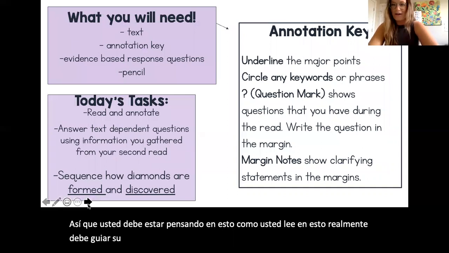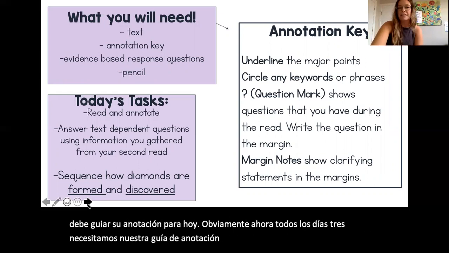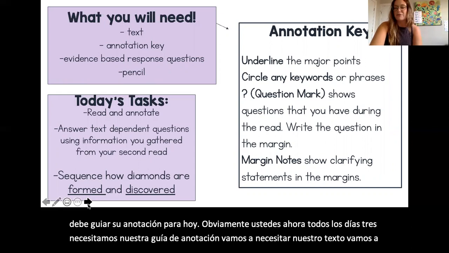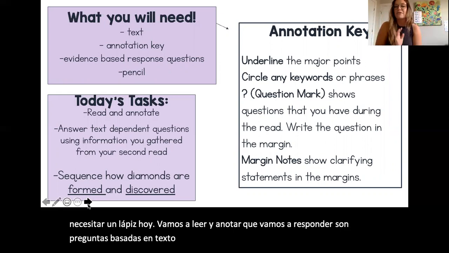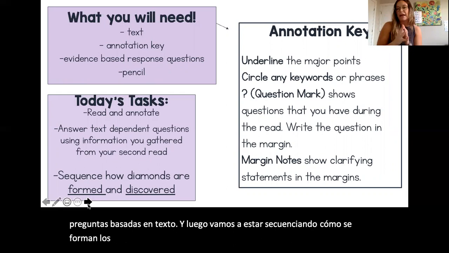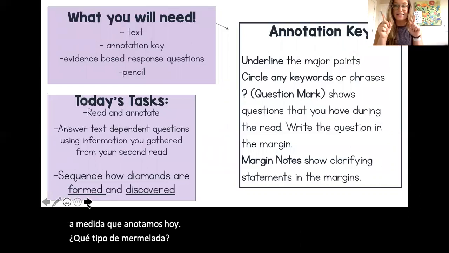Obviously, you guys know every day 3, we need our annotation guide. We're going to need our text. We're going to need a pencil. Today, we're going to be reading and annotating. We're going to be answering our text-based questions. And then we're going to be sequencing how diamonds are formed and discovered. So we want to be paying special close attention as we annotate today to what type of gem? Diamonds. How they're formed and discovered.